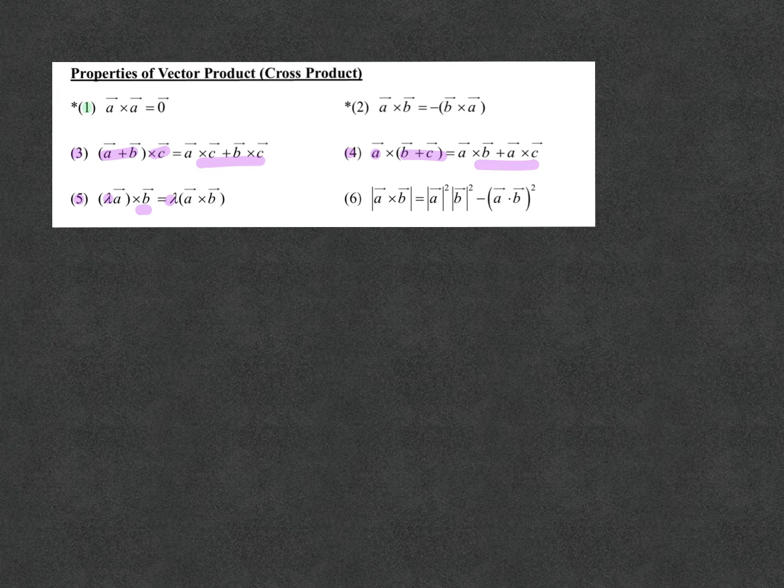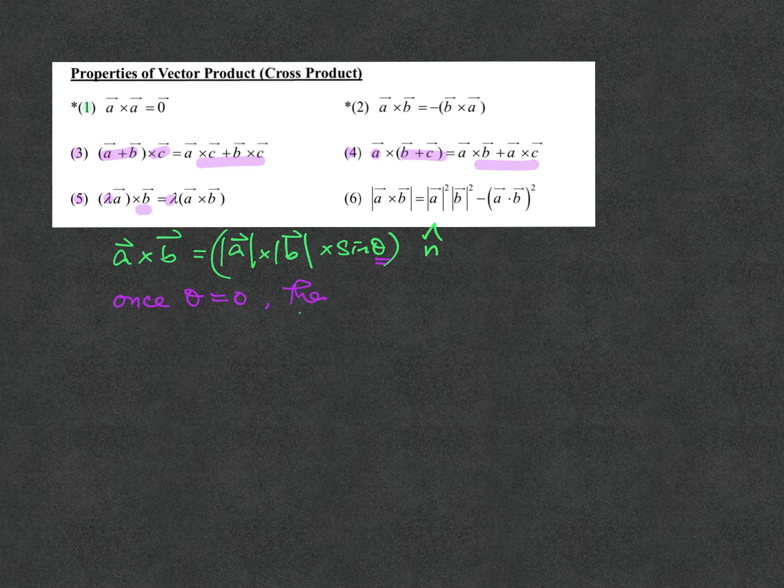The reason can be found very simply by its definition. First of all, if you remember, the definition of A cross B vector should be the magnitude of A vector, the magnitude of B vector, multiplied by sine theta, this is the length, and finally we have n hat. And because of the theta, you will see that once theta equals 0, then A cross B vector will be equal to 0 vector.